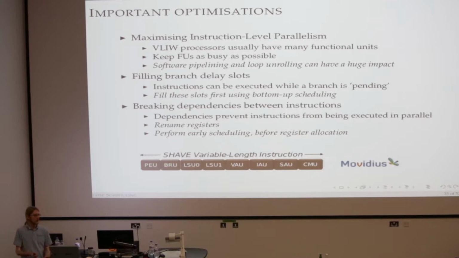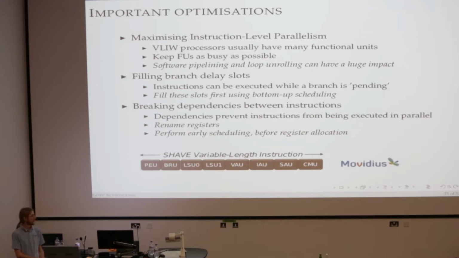And if you fill the cycles with some instructions, then you can reduce the cost of branching, which can be quite important for small loops. And finally, the last aspect I will present is that you really don't want any dependencies between your instructions. You want to avoid them as much as possible.